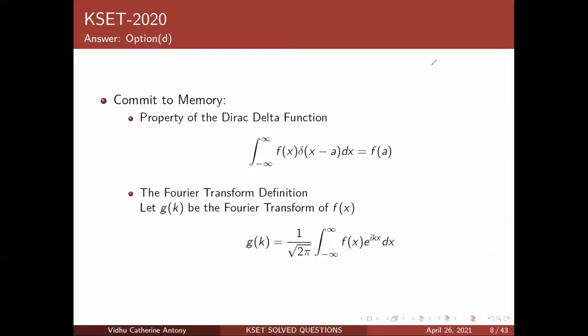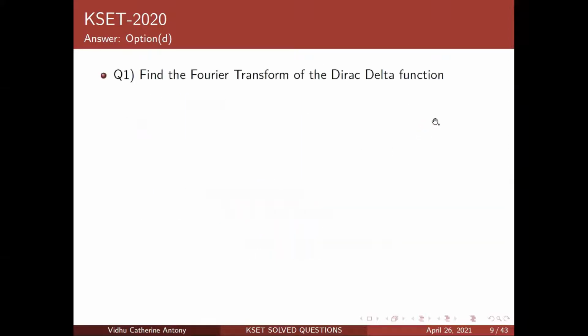Okay, so you have g of k, which is equal to 1 divided by root of 2 pi integral from negative infinity to infinity f of x e to the power of ikx dx. Okay, so those are the things that you needed to remember. So let's look at the first question. Find the Fourier transform of the Dirac delta function.